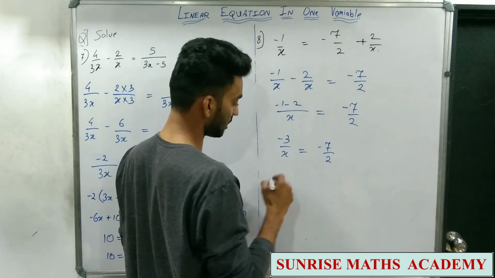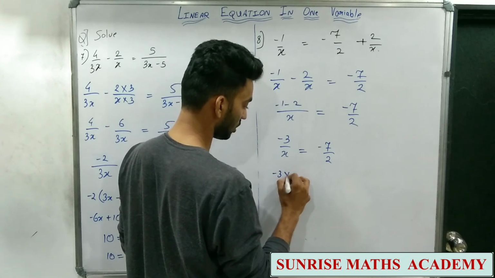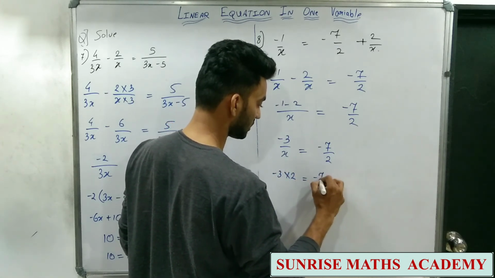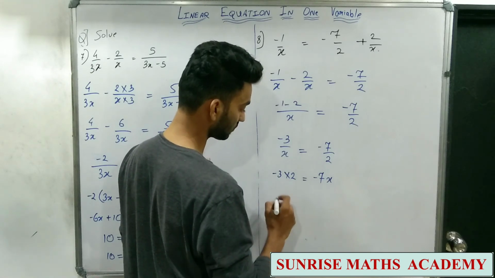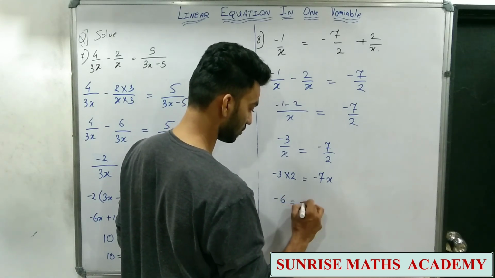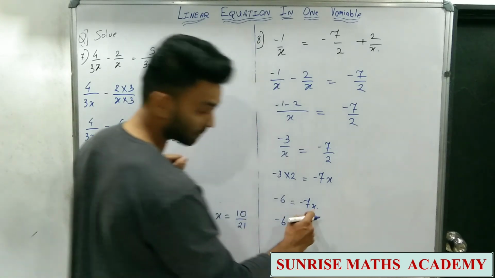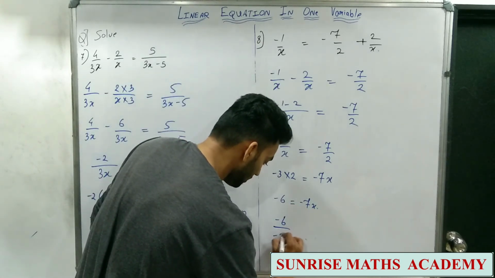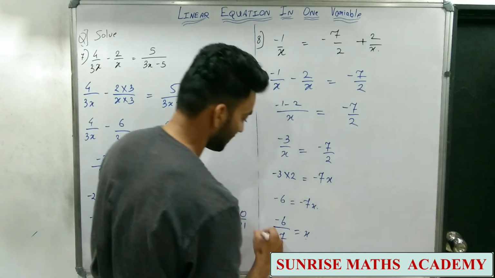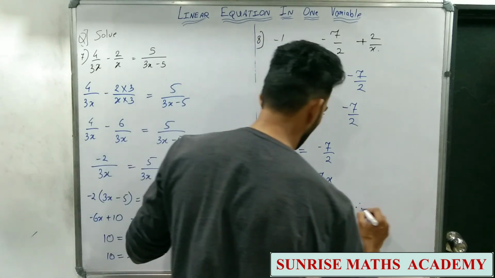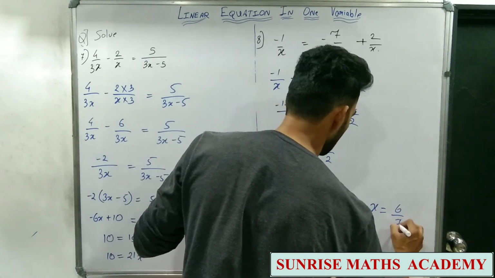Now we do the cross multiplication. Minus 3 into 2 equals to minus 7 into x. So this is minus 6 equals to minus 7x. Minus 7 is multiplying here, so it will divide on the other side. Minus minus will get cancelled. Therefore, x equals to 6 upon 7.